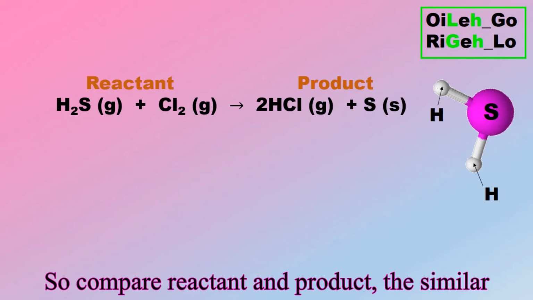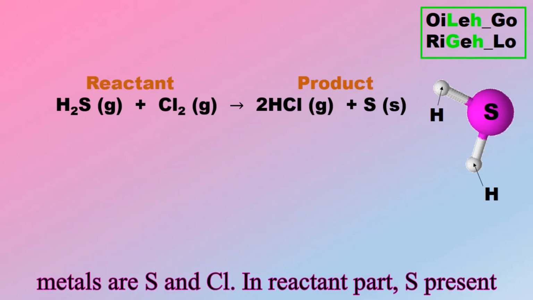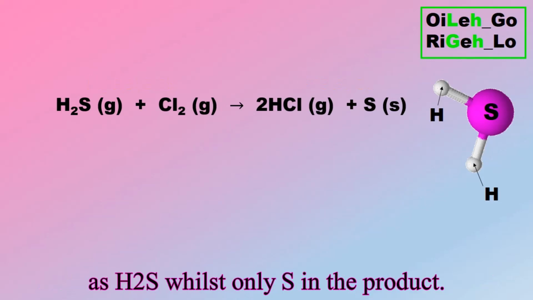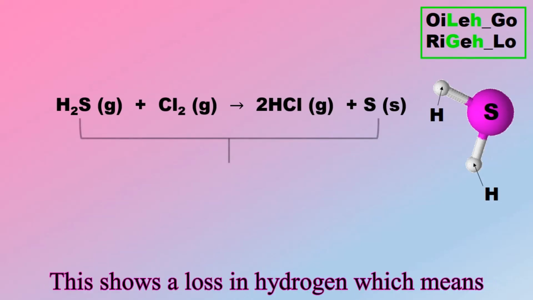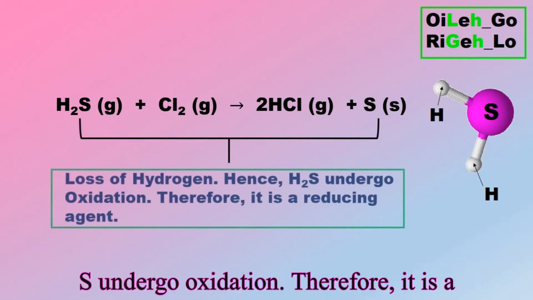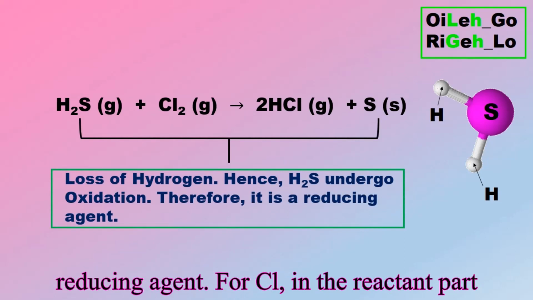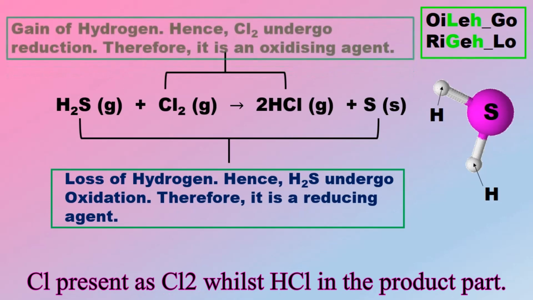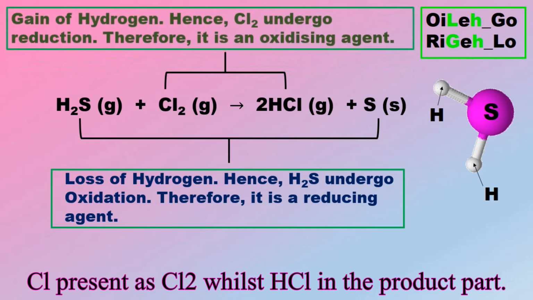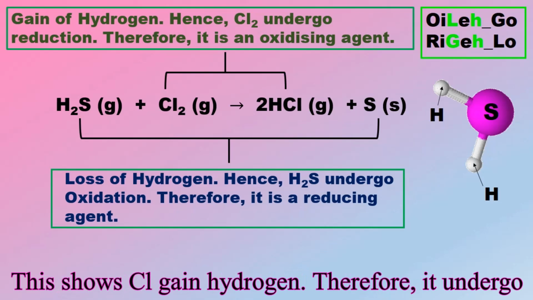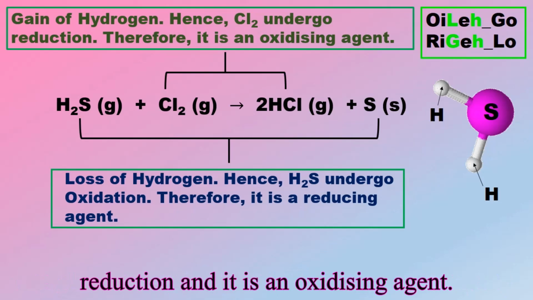So compare reactant and product. The similar elements are S and Cl. In reactant part, S present as H2S, while only S in the product. This shows a loss in hydrogen, which means S undergo oxidation. Therefore, it is a reducing agent. For Cl, in the reactant part, Cl present as Cl2, while HCl in the product part. This shows Cl gain hydrogen. Therefore, it undergo reduction and it is an oxidizing agent.